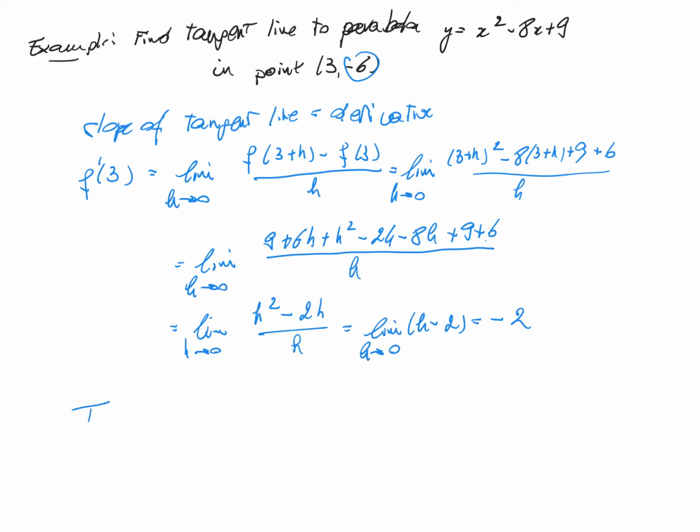Therefore, my tangent line becomes y minus minus 6, so y plus 6, is equal to minus 2 times x minus 3, or you get y plus 6 is minus 2x plus 6, or y is minus 2x.